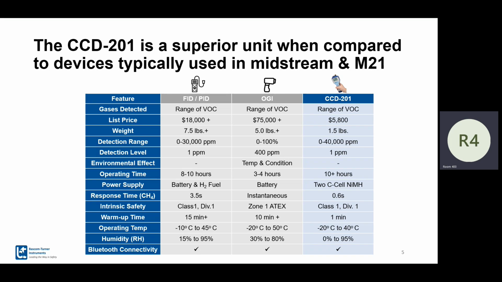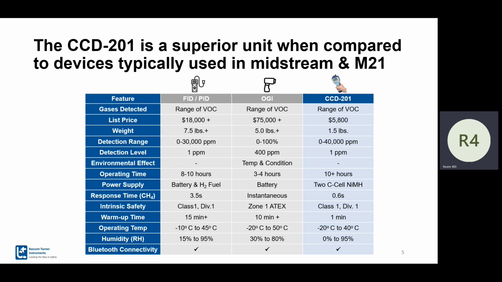It operates on 2 C-cell batteries. You're going to get about 10 hours of work at least per day. The unit comes with 2 sets of rechargeable batteries. Our detection range for the VOCs is 0 to 40,000 parts per million, 1 ppm resolution. It's not going to be impacted by the environment. Our response time is 0.6 for methane, and that's just once it's in the sensor chamber itself. Obviously, the unit response time is going to be longer if you've got a 40-foot hose, because it takes a little bit longer for the sample to travel from the tip to there.